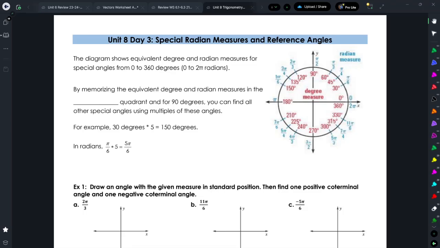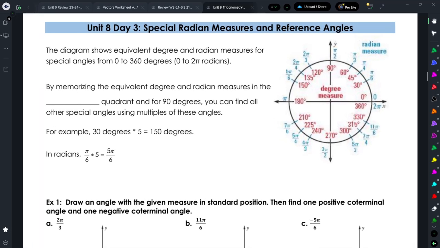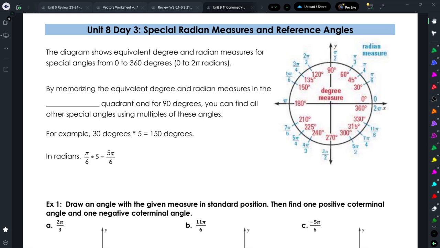All right, so the focus for day 3 is to revisit the idea of radian measures that we just briefly talked about the previous day. Previously, we had just talked about how to convert from radians to degrees and what the radian is equal to and what's the definition of a radian. So today we're going to focus on special radian measures and something called reference angles.